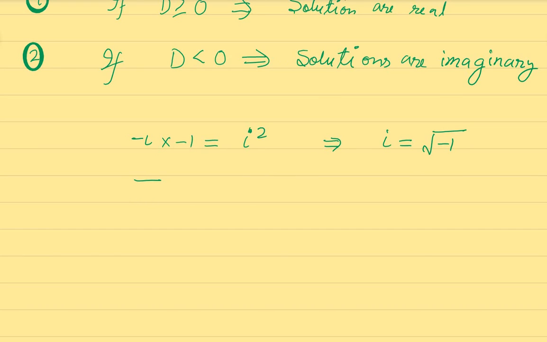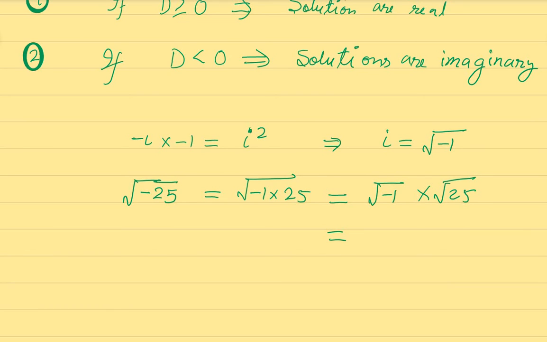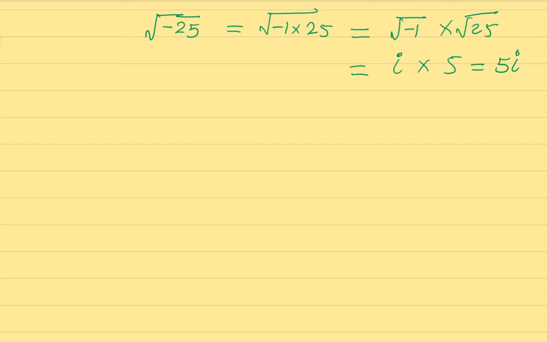In this manner, if we have minus 25, we can write it like this: minus 1 times 25, and square root of minus 1 becomes i, and square root of 25 becomes 5. So it will be 5i, which is an imaginary number. Similarly, we find whether solutions are real or imaginary.